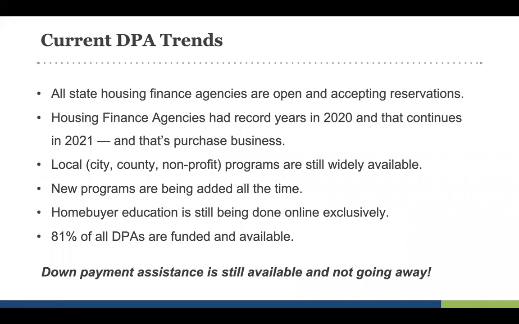So there are a number of current DPA trends that we've seen over the course of this year. The most important is that all state housing finance agencies are open and they're accepting reservations. So housing finance agencies had a record year in 2020, which of course continues this year for purchase business. Local programs are still widely available and new programs are being added frequently. Homebuyer education is done online, and currently 81% of all DPAs are funded and available. So DPAs are not going away.